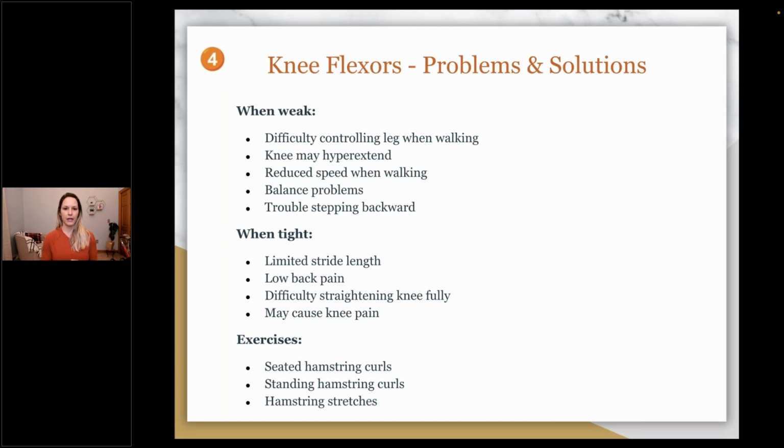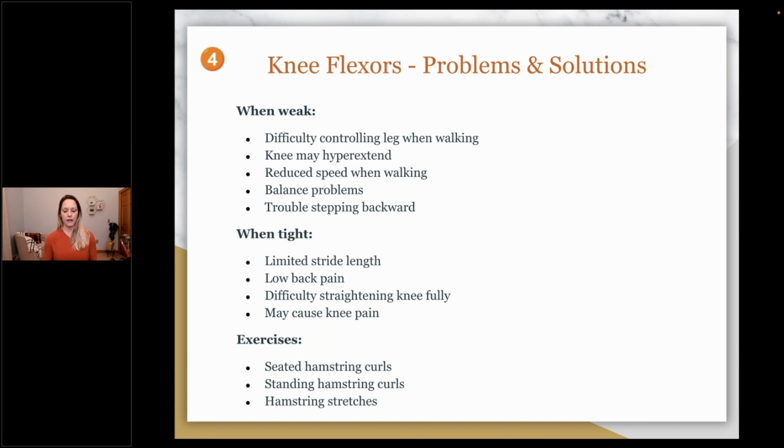When our hamstrings or knee flexors are weak, mostly you'll notice difficulty bending your knee. You might also notice difficulty controlling your leg when you're walking. Your leg might feel really loose and like you can't control it. You might notice a slower walking speed. You might notice some balance problems, and you might notice difficulty stepping backward.